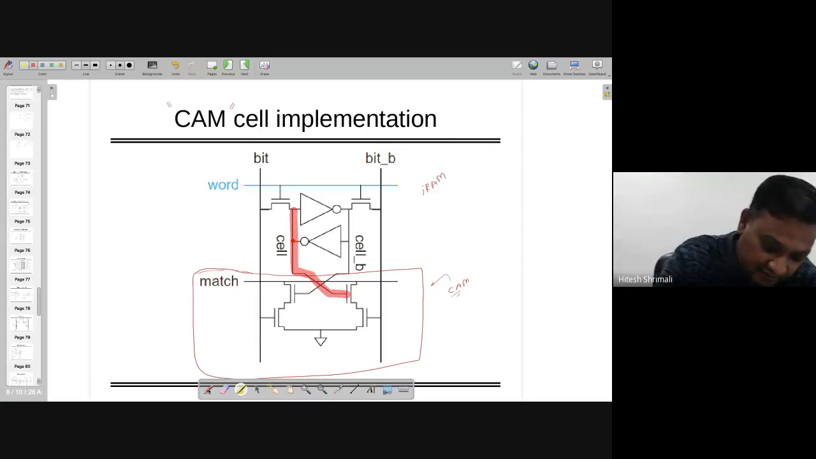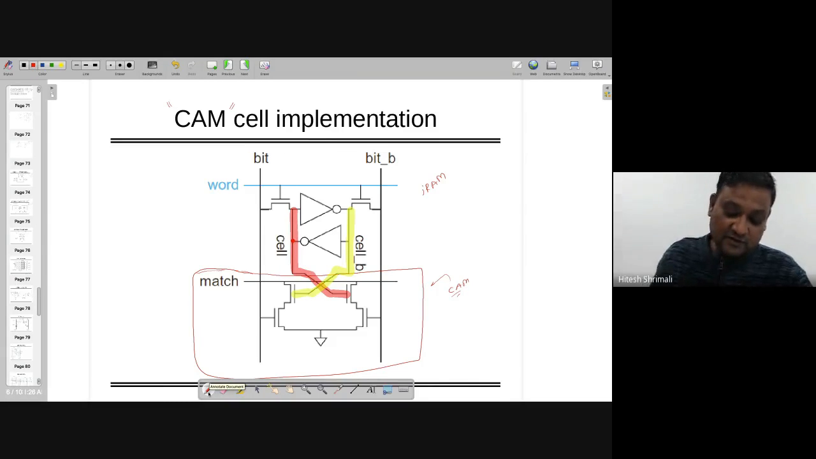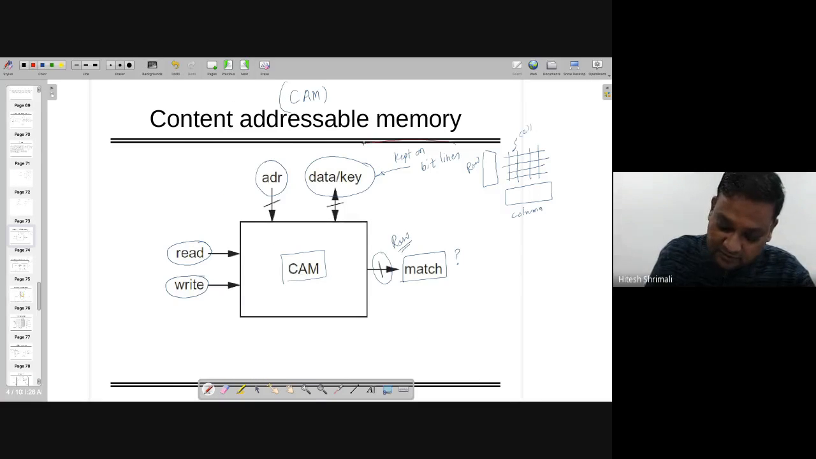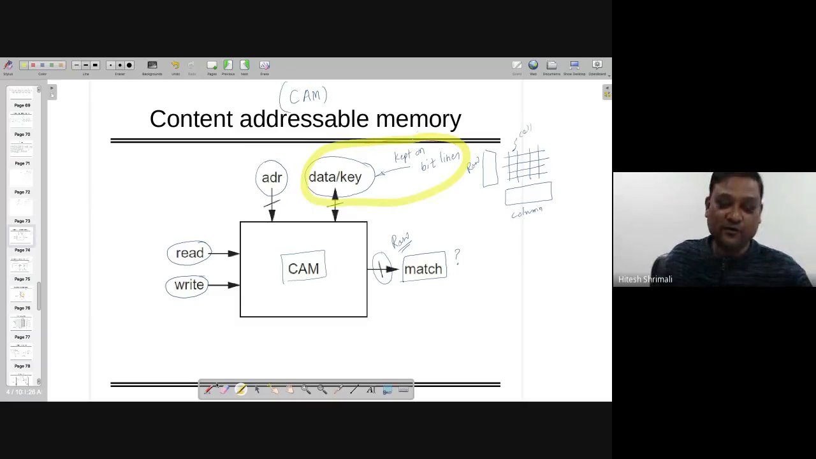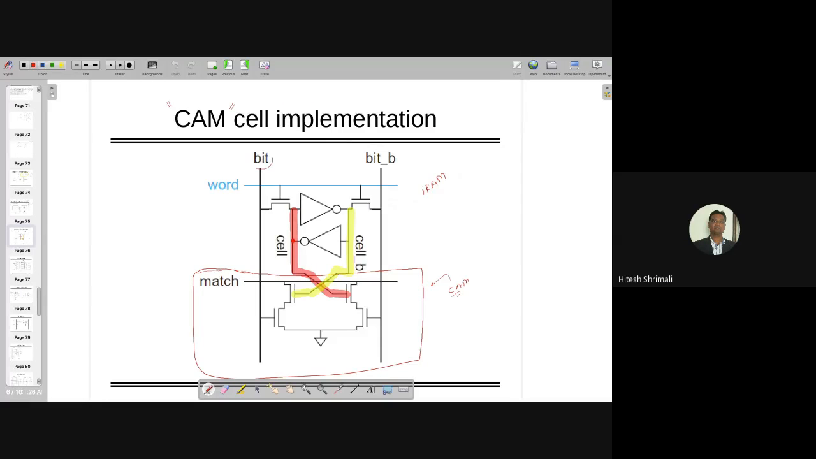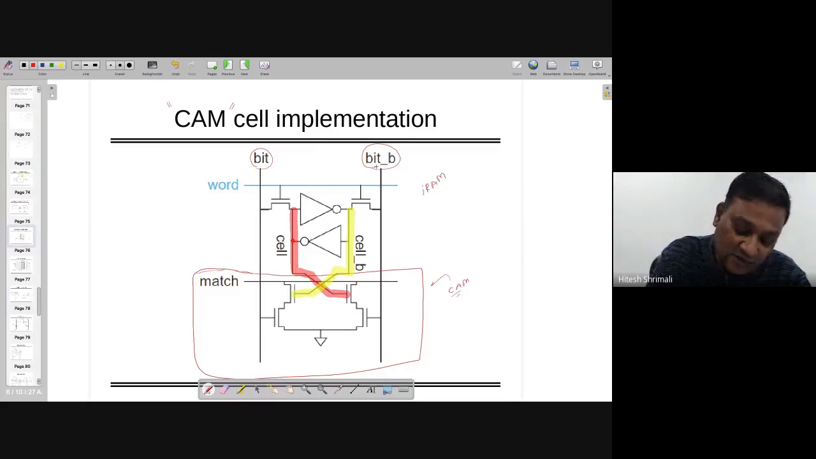of this one, and the other side is going to be fed to the transistor of this one. Now, if you remember, just a few slides back, I told you the virtual address or the address or the data or the key which I want to match with has to be kept on the bit line. So let's assume that I kept what I require on bit and bit bar, right? I kept this on bit and bit bar.